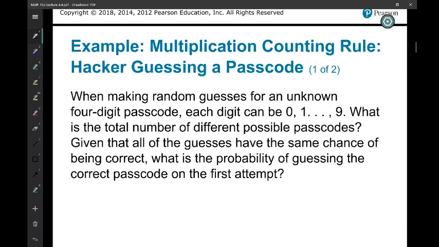So an example, a hacker guessing a passcode. When making random guesses for an unknown 4-digit passcode, each digit can be 0, 1, 2, 3, onwards to 9. That's 10 digits altogether. What is the total number of different possible passcodes? So given all the guesses have the same chance of being correct, what would then be the probability of guessing the correct passcode on the first attempt?